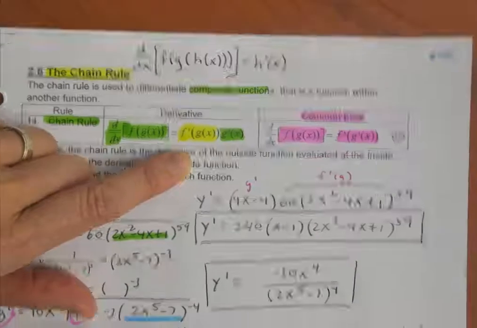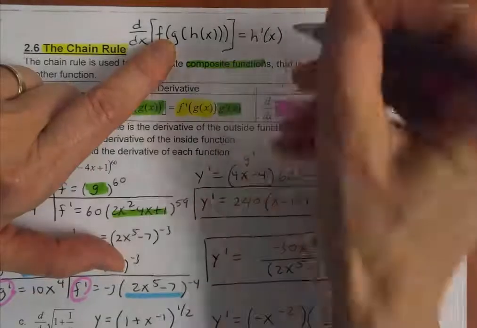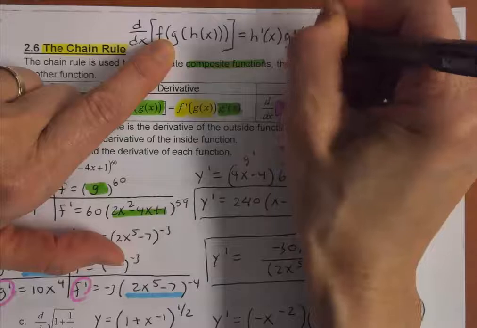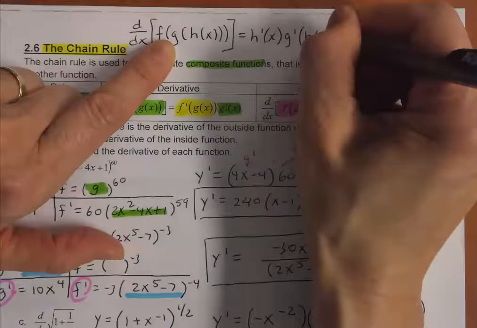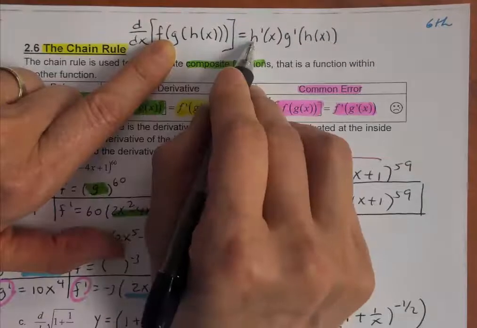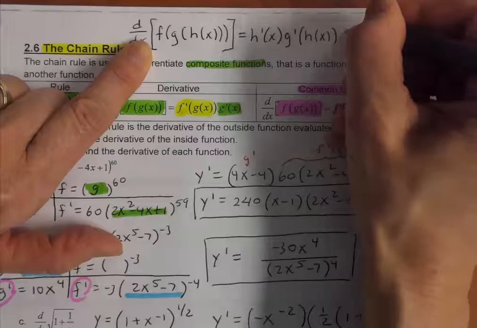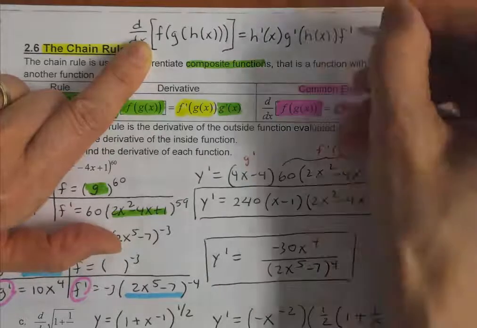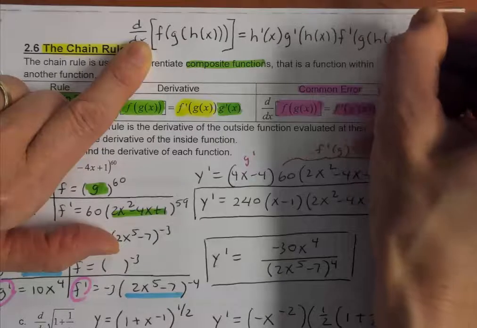And then you move on to your middle, which is your g. So that'll be g prime, and then you need your inner in it. So it'll be g prime of h of x, not h prime, but h. So that's my middle, and then my final one is the f, so this will be f prime, what do you think goes after that? G of h of x. Yeah, g of h of x.